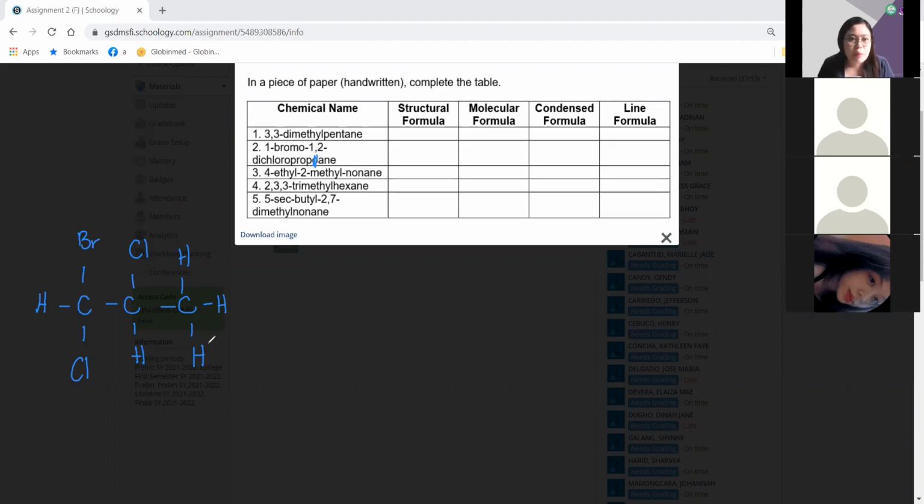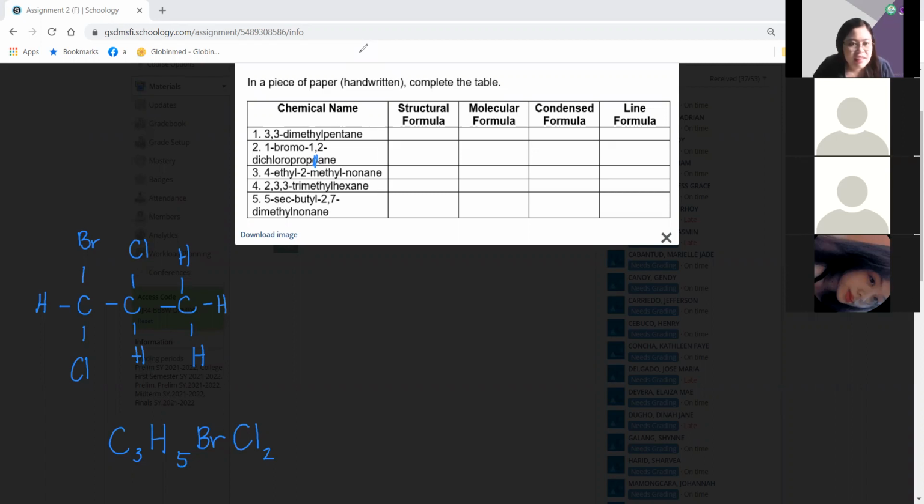Now let's move on to the molecular formula. Since this one is an alkane, you always start with carbon and then hydrogen, and then the substituent. So you have there the bromine and the chlorine. Okay? So for the carbon, 1, 2, 3, we have 3 carbons. For hydrogen, 1, 2, 3, 4, 5. And isang bromine and dalawang chlorine. Okay? So C3H5BrCl2, that is our molecular formula.